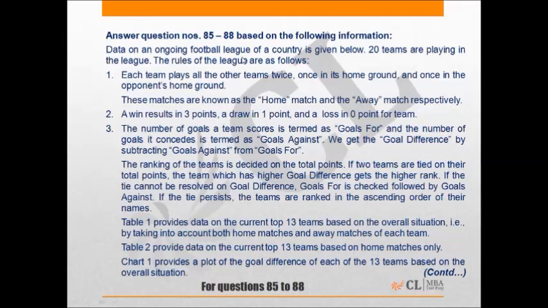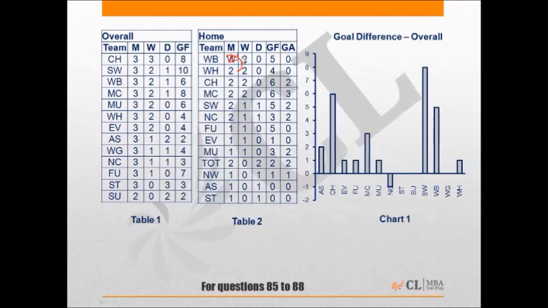Chart 1 provides a plot of goal difference of each of the 13 teams based on the overall situation. The chart provides goal difference for the top 13 teams based on overall situation. Like goal difference for AS is 2, which means AS has scored the number of goals against its team is less than the number of goals against by its opponent against it.